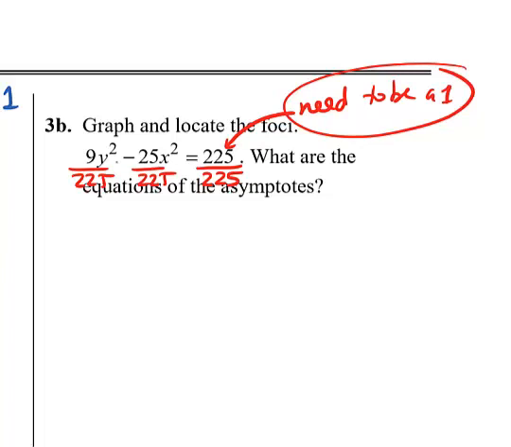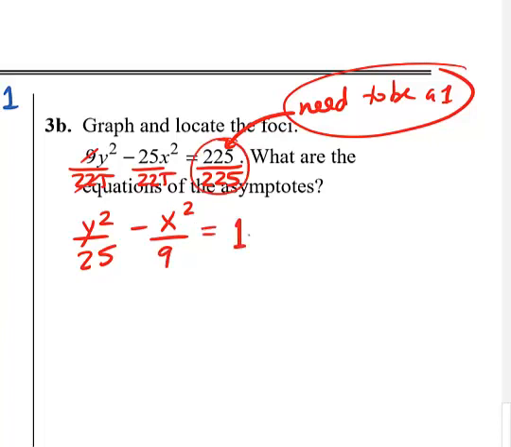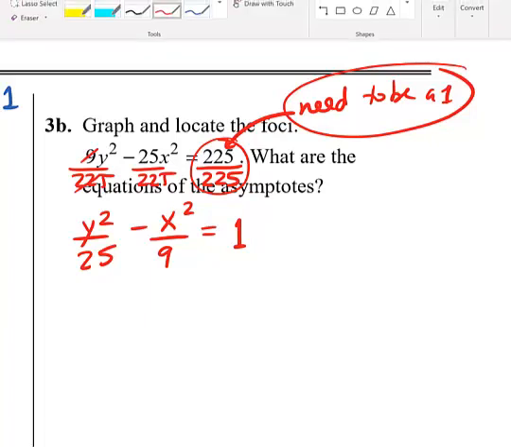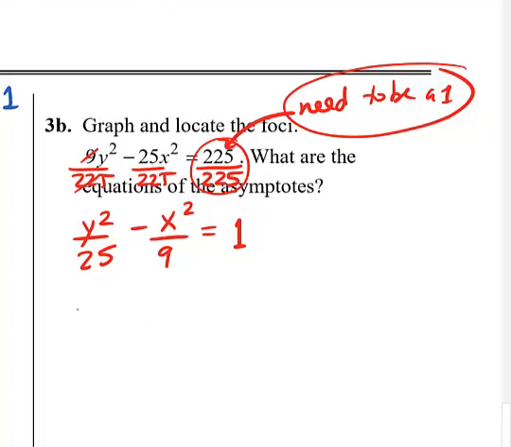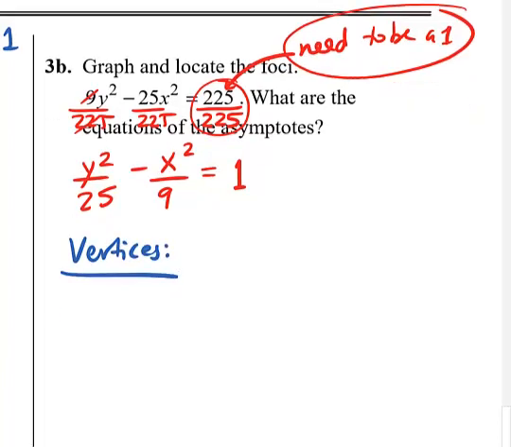225 divided by 9 is 25, okay. It looks like this reduces to leave y squared over 25. And then 25 goes into 225 9 times. And here 225 over 225, of course, is 1. Now I think we're ready to go for this problem. You can find vertices, foci, asymptotes in any order you want.